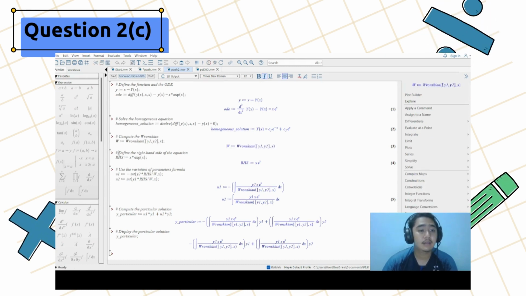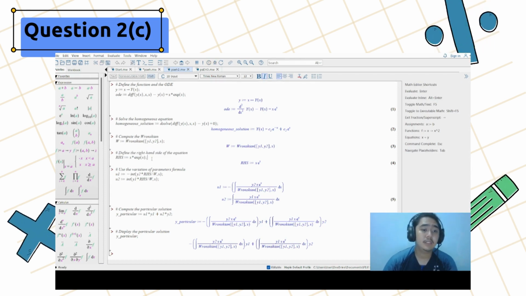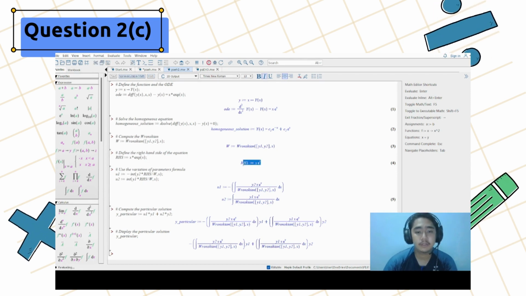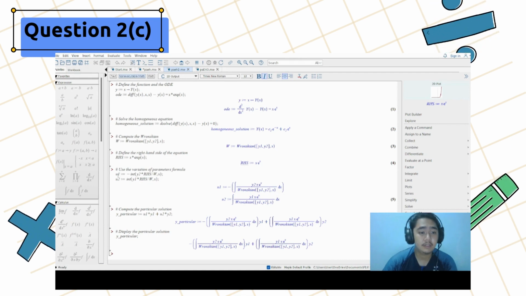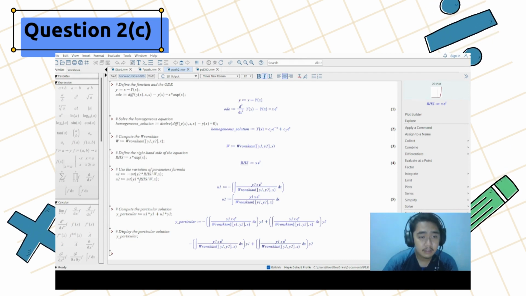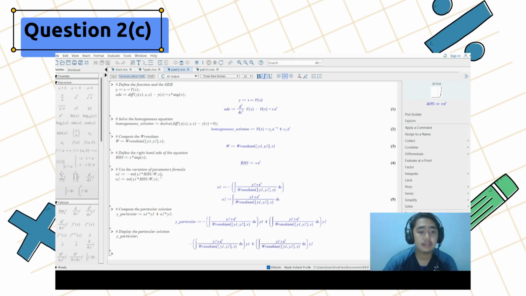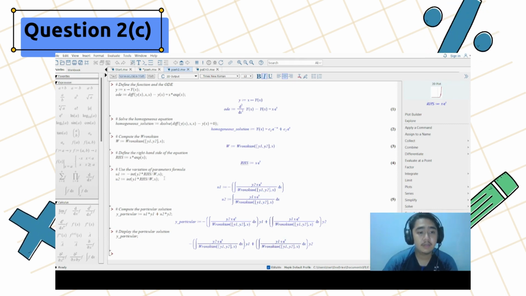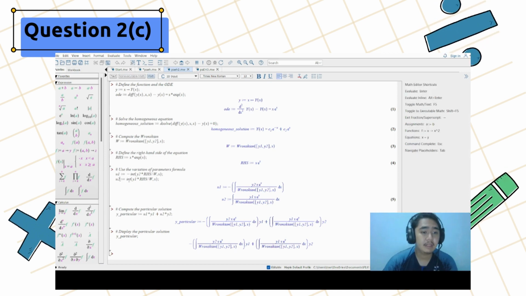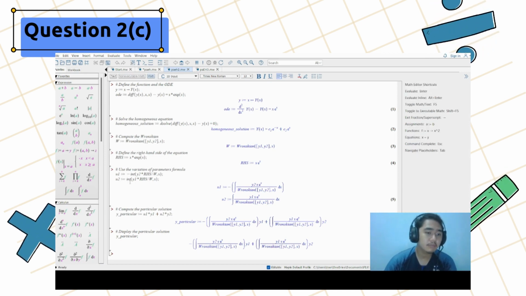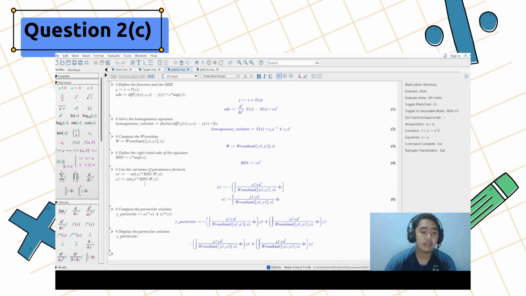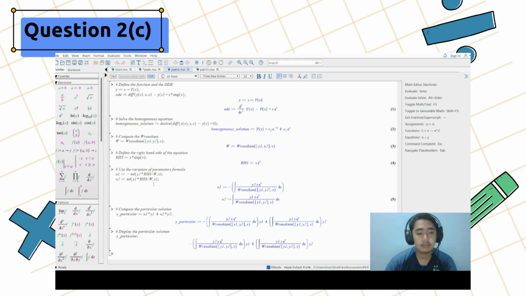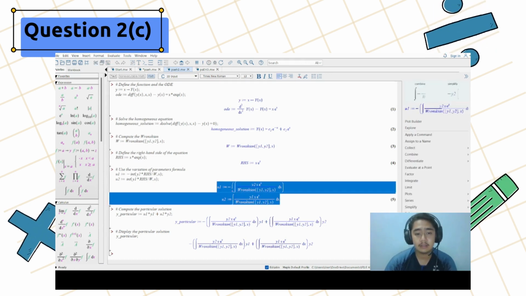And then you need to define the right hand side of the equation, which is x times exponent x. And then use the variation of parameters formula, which is u1 equals negative integral of y2 times the right hand side over W of x; and u2 equals integral of y1 times the right hand side over W of x, and then you will get it like this.